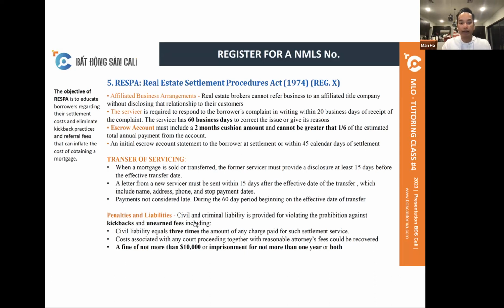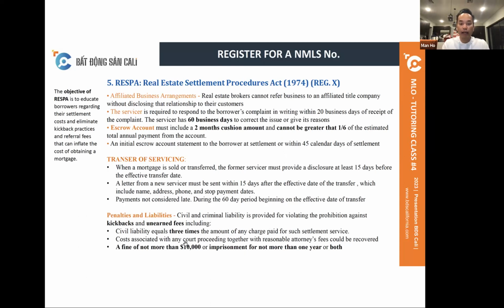Okay, penalty and liability. Civil and criminal liability is provided for violating the prohibition against kickbacks and unearned fees. Okay, what are the penalties? You will pay 3 times the amount that you charge for any services. If you charge it wrong, then your penalty is paying 3 times that amount.